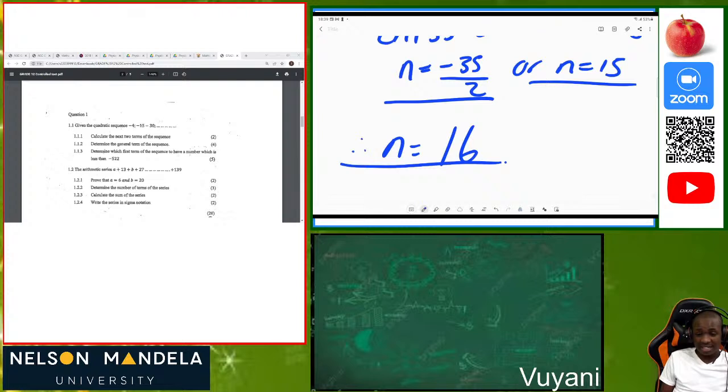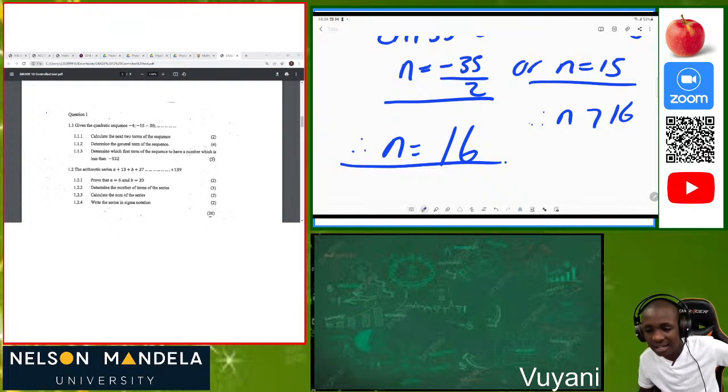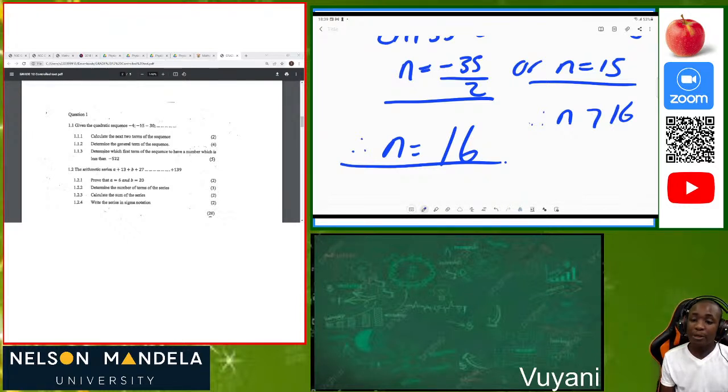Substitute your value of 16 in that equation, and you get a number which is less than negative 522. So basically, we need a number n which is greater than 16. Any number greater than 16 gives a term less than negative 522. That's an obvious case. So always conceptualize the equation you are given, so that you can have the correct answers in the process.